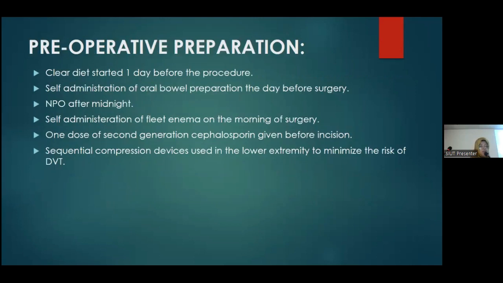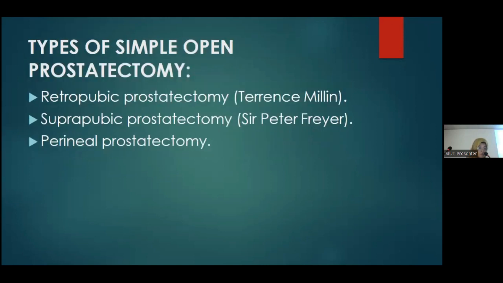Pre-operative preparation for the simple prostatectomy includes that the clear diet should be started 1 day before the procedure. Self-administration of the oral bowel preparation the day before the surgery, NPO after midnight, self-administration of the Fleet enema on the morning of surgery, and 1 dose of second generation cephalosporin given before the incision. The sequential compression devices should be used in the lower extremity because of the high potential of developing DVT in the post-operative period, and to minimize its risk.